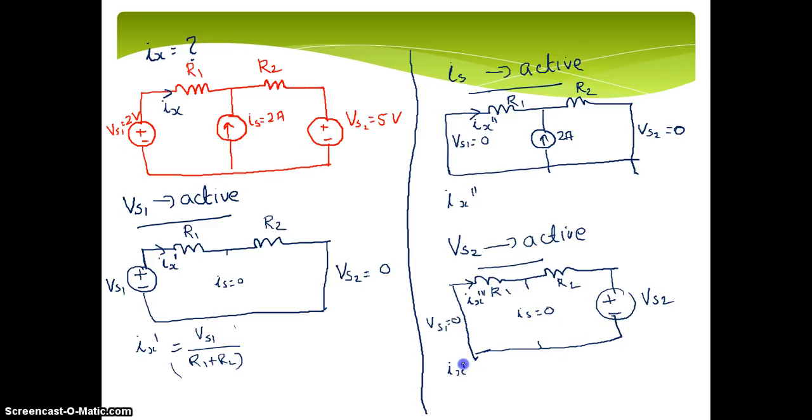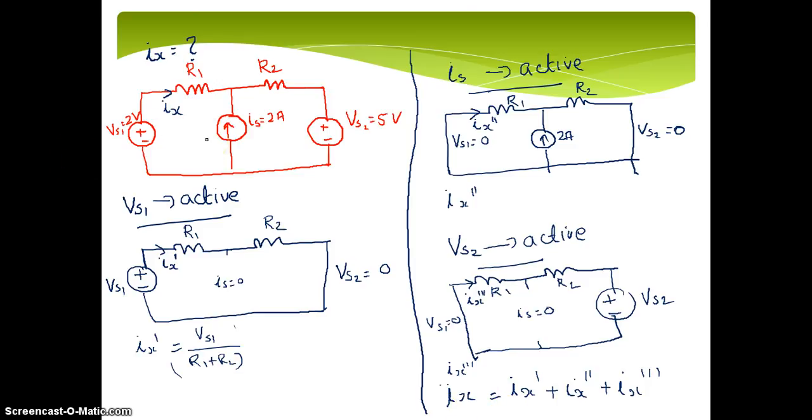So what is the superposition theorem? The superposition theorem means the actual current Ix due to all the three sources you can calculate by making one source active at a time and getting Ix, then adding all the individual responses. That is, Ix should be equal to Ix dash plus Ix double dash plus Ix triple dash. This is due to the first source alone, this is due to the second source alone, this is due to the third source alone. You add all three together and you will get your Ix.